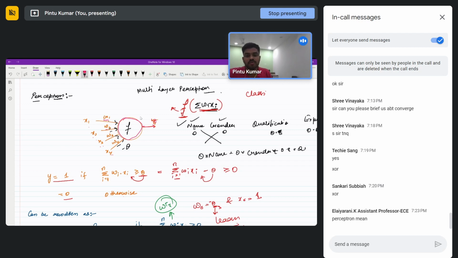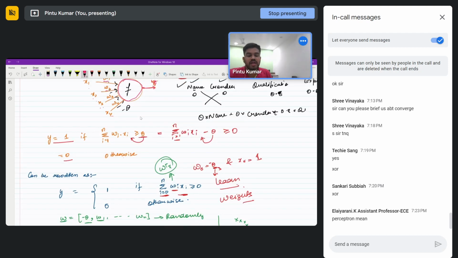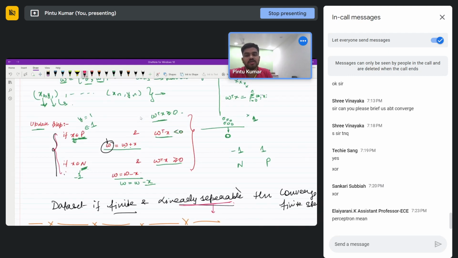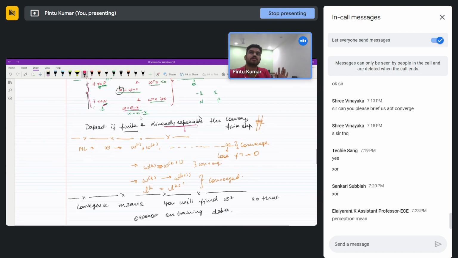So how would this output be given? That would depend on this particular rule: if the summation of wi xi is greater than or equal to 0, then y is 1, and if it is less than 0, then it is 0. This is what is meant by perceptron. And these weights w1, w2, w3, w4 are learned by an update rule: if you are at a positive point and you make an error, then update w to w plus x. And if you are at a negative point and make an error, then you do w minus x. So this is what a perceptron is.